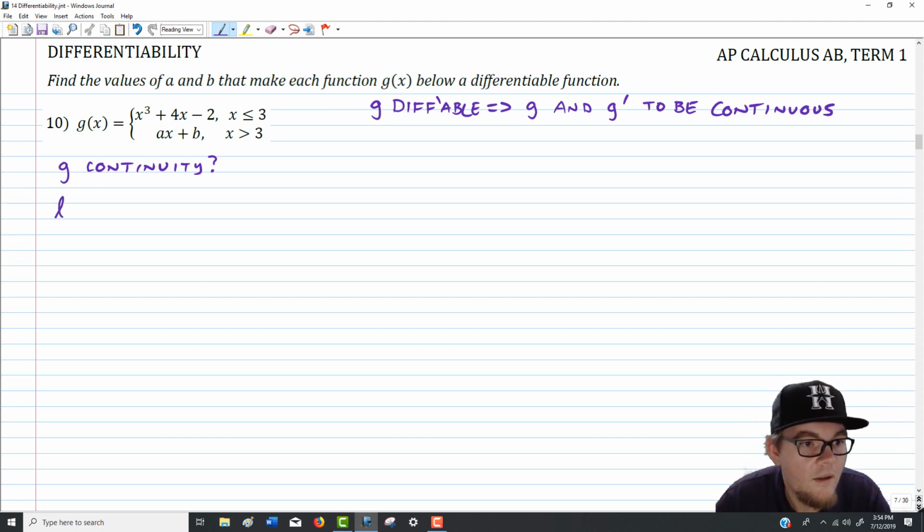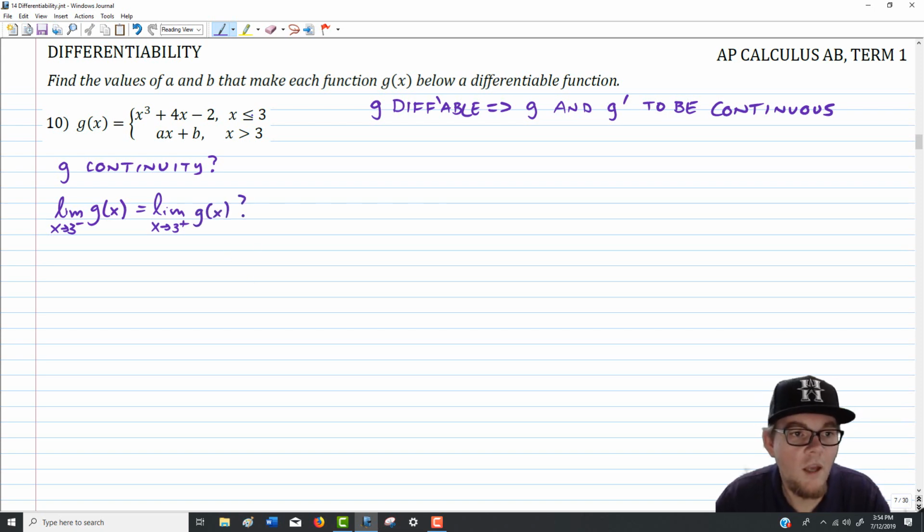We're going to evaluate the limit as x approaches 3 from the left side of g of x, and we're going to see if it equals the limit as x approaches 3 from the right side of g of x. So in a sense, that's a question right now. Looking up at our function, we're going to be plugging in 3 in each case. First one will be 3 cubed plus 4 times 3 minus 2. That's going to simplify to 27 plus 12 minus 2, which is 37.